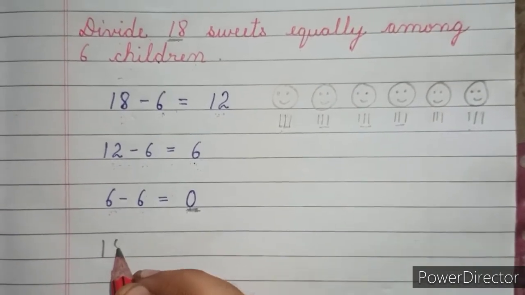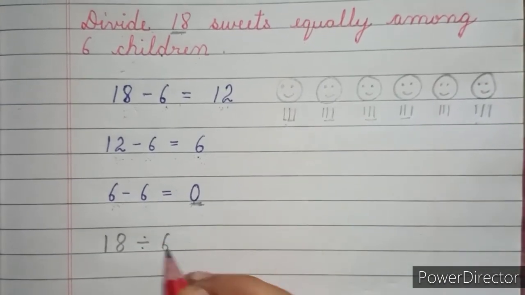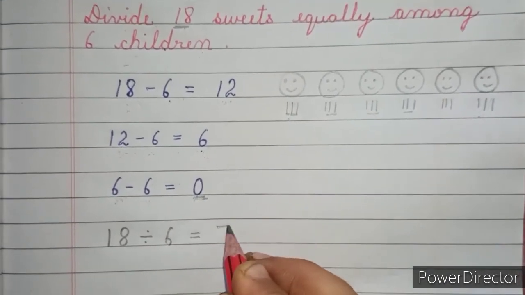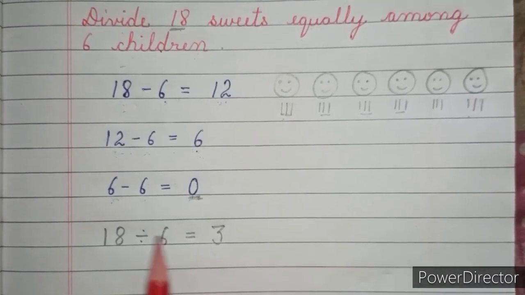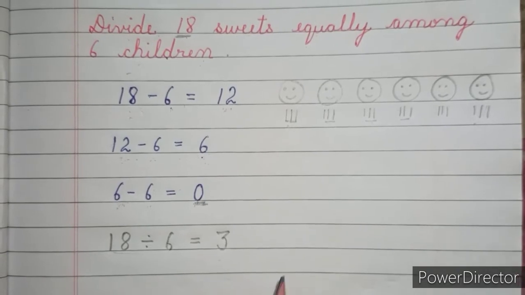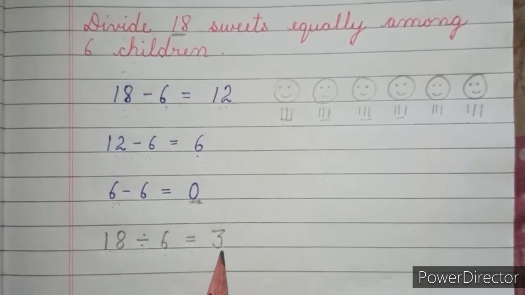Children, we write it as 18 divided by 6 is equal to 3. We write it like this and read it as 18 divided by 6 is equal to 3. Clear?